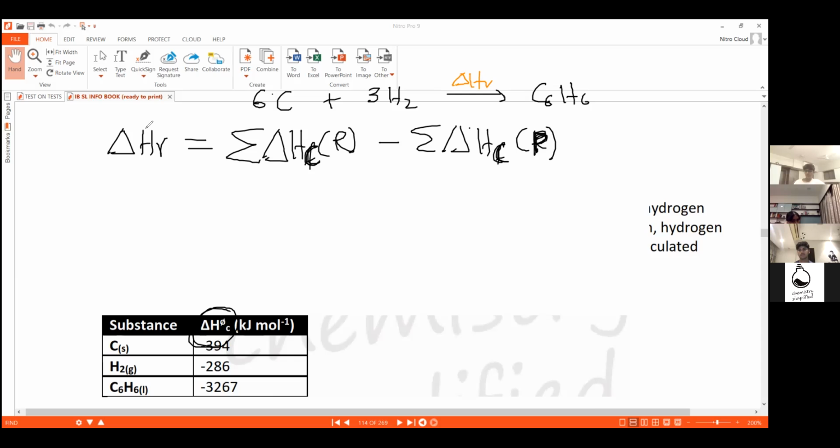So hope everybody will remember that whenever you're using combustion values, it's the total of reactants minus the total of products. And formation values are the total of products minus the total of reactants. Okay, so let's solve this one.